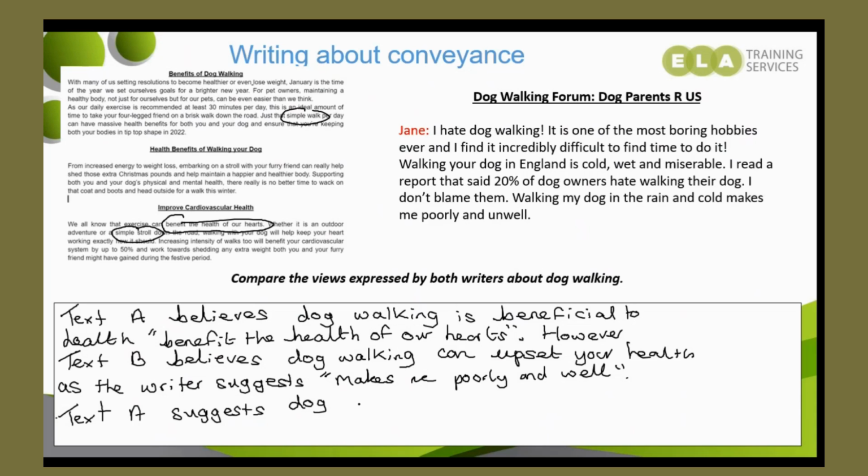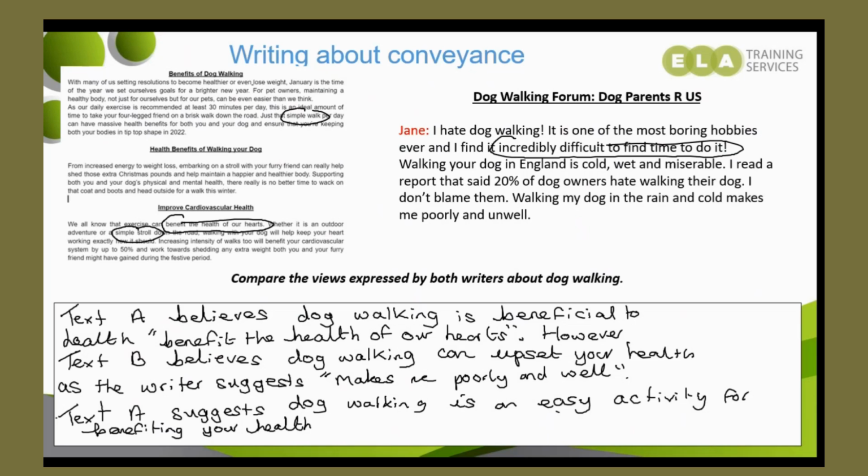dog walking. But I'm not going to use the word simple. I'm actually going to change it. I'm going to say the word easy. Suggest dog walking is an easy activity for benefiting your health. But notice here, I find it critical to find time to do it. Whereas text B emphasises the difficulty of finding time.